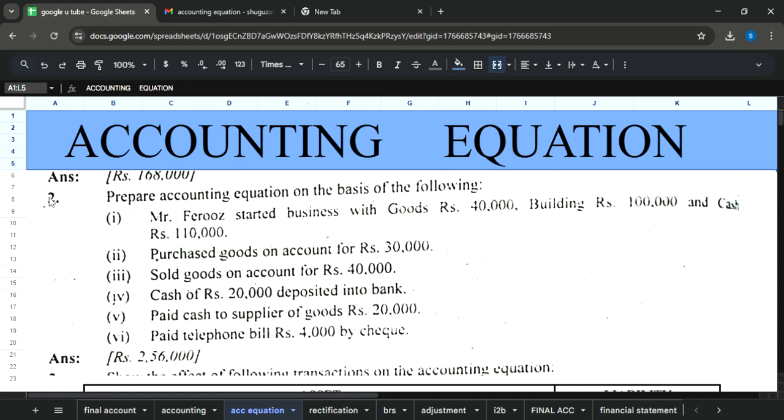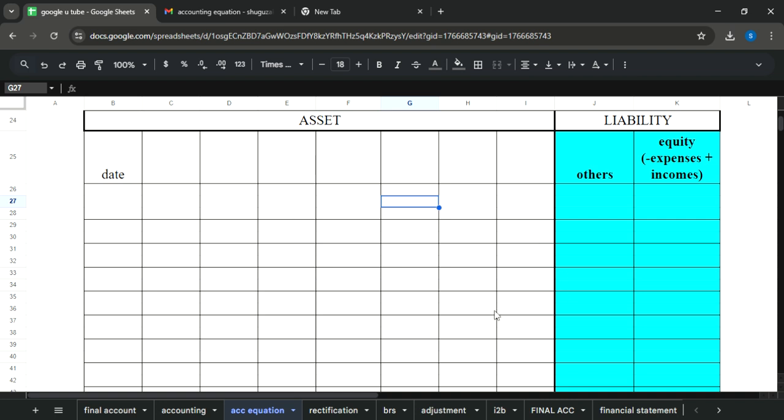Today's target is to solve question number 2. The chapter we are dealing with is the accounting equation, from entry number 1 to entry number 6. These are a few entries, and you can see that our proforma is ready.